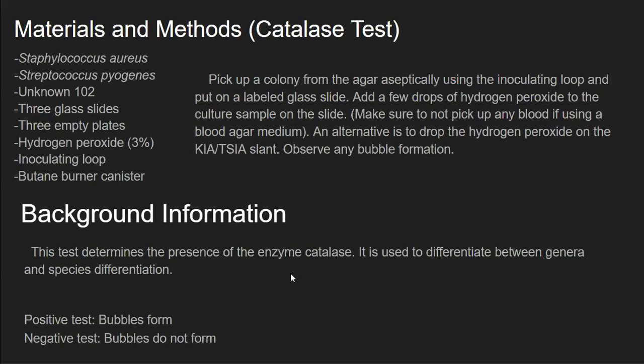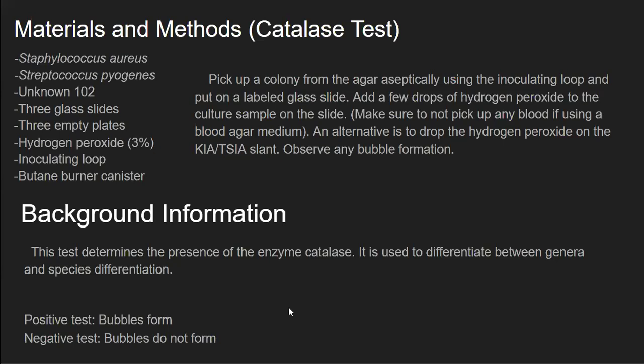The materials and methods for the catalase test. These are the materials. Pick a colony from the agar aseptically using the inoculating loop and put it on a labeled glass slide. Add a few drops of hydrogen peroxide to the culture sample on the slide. Make sure to not pick up any blood if using a blood agar medium. An alternative is to drop the hydrogen peroxide on the colony. Observe any bubble formation.